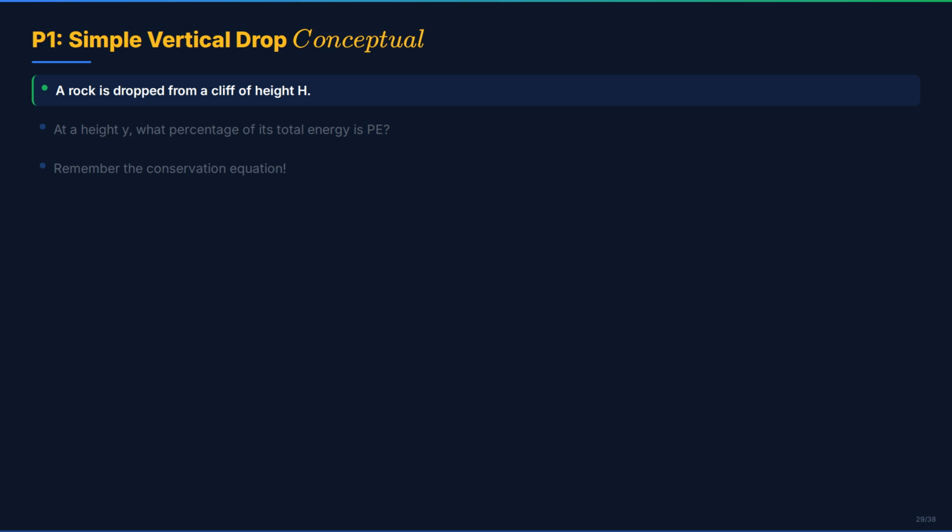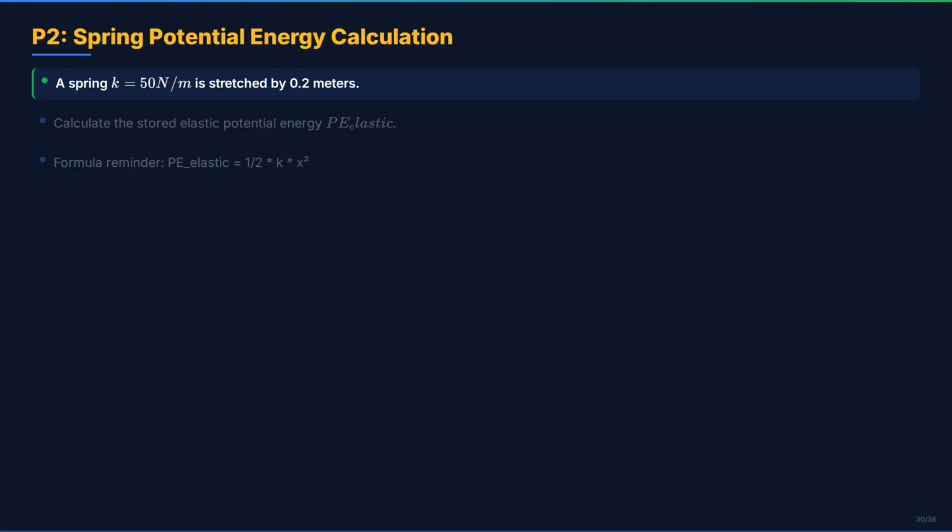Take a moment to set up the variables in your head. Remember that y is the height and g is the acceleration due to gravity. Keep those terms clear in your equation. This problem focuses purely on elastic potential energy.